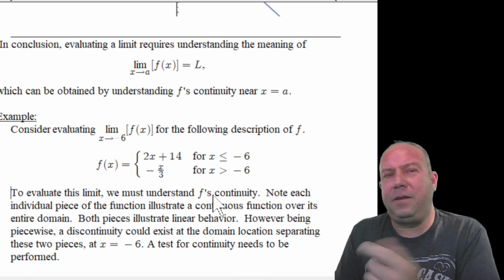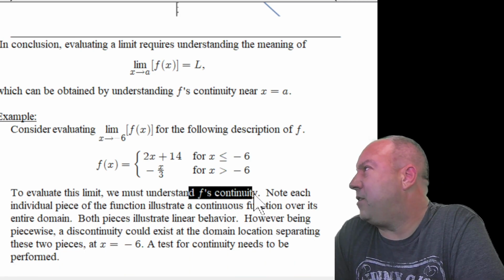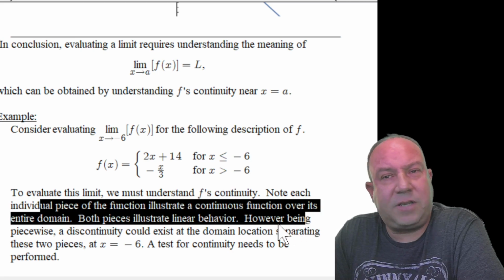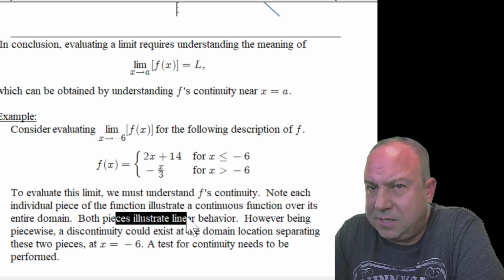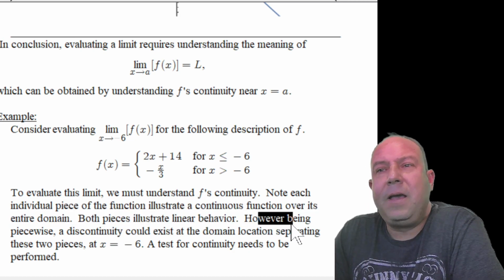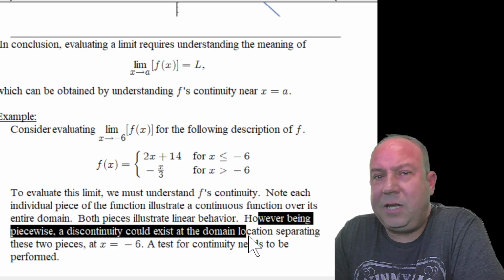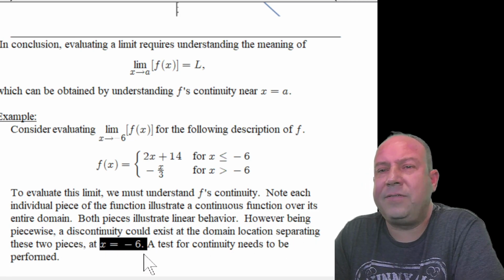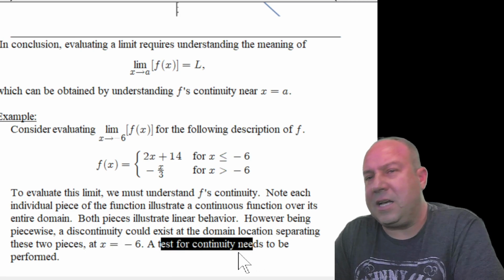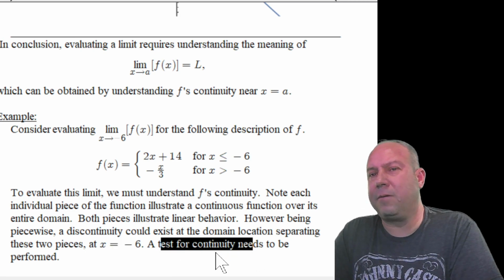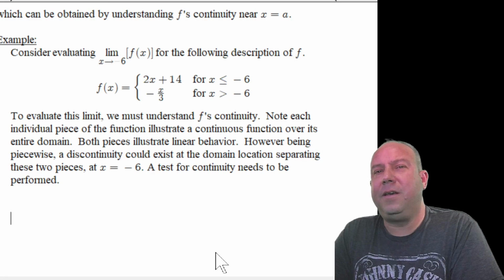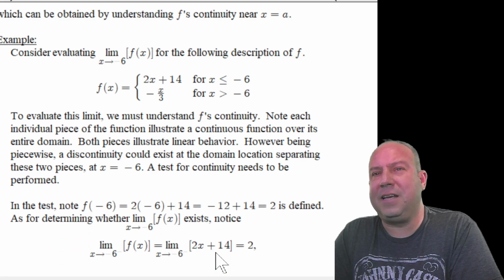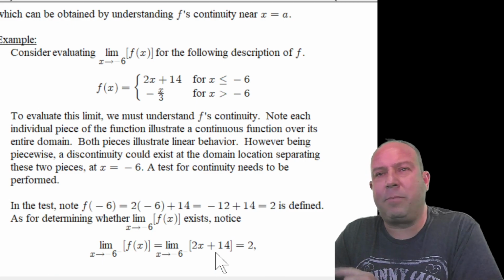To evaluate this limit, we must understand f's continuity. Note each individual piece of the function illustrates a continuous function over its entire domain. Both pieces illustrate linear behavior. However, being a piecewise function, a discontinuity could exist at the domain location separating the two pieces at x equal to -6. So you really want to consider a test for continuity. Don't jump to the conclusion that it just simply does not exist because we see two different separate pieces of behavior.